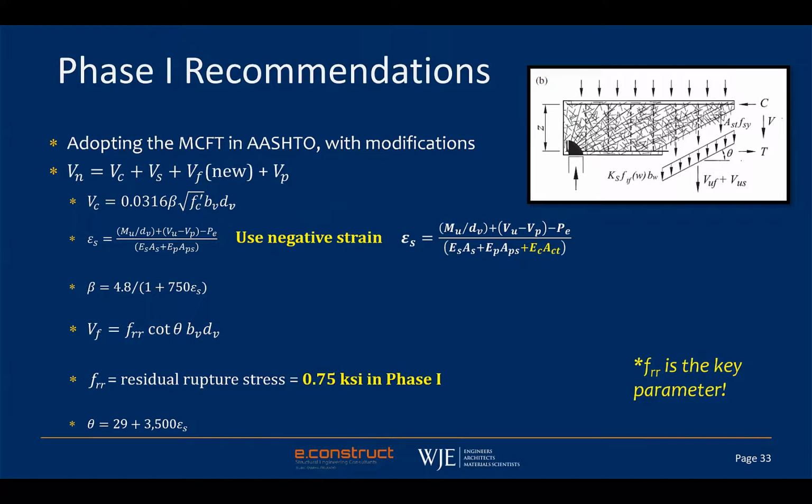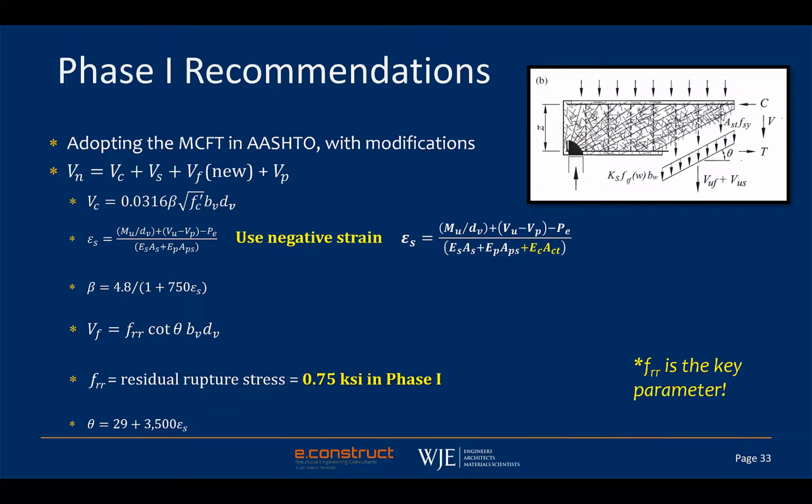Vertical shear, the equation appears to be a little bit intimidating, but it's really exactly what's in the AASHTO specifications, with the exception of one term that's being added. It's called V sub F, a new term. But V sub C, the linear strain that you get at mid-height or at the bottom, and the beta value are all the same.